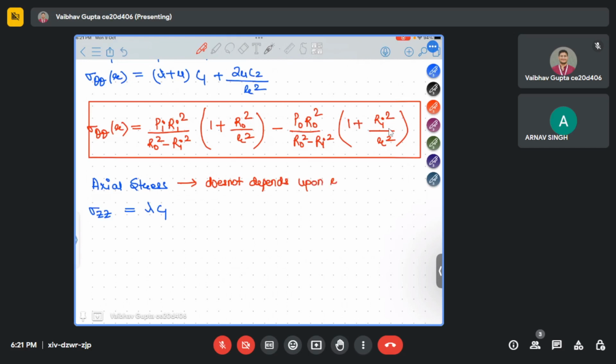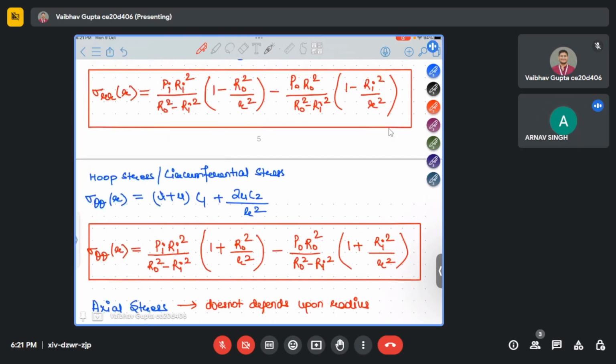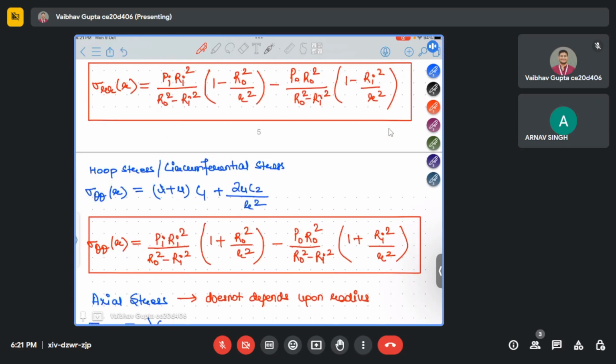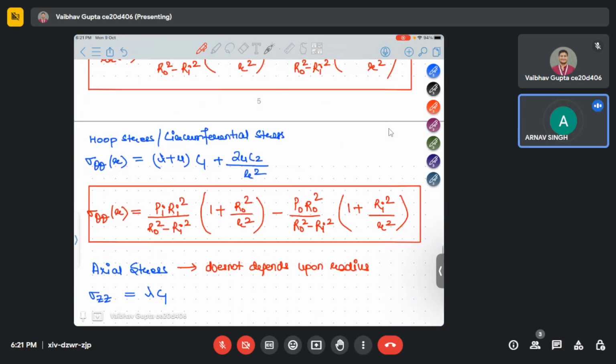Okay, but in the final answer it can give some different values, a plus minus difference.